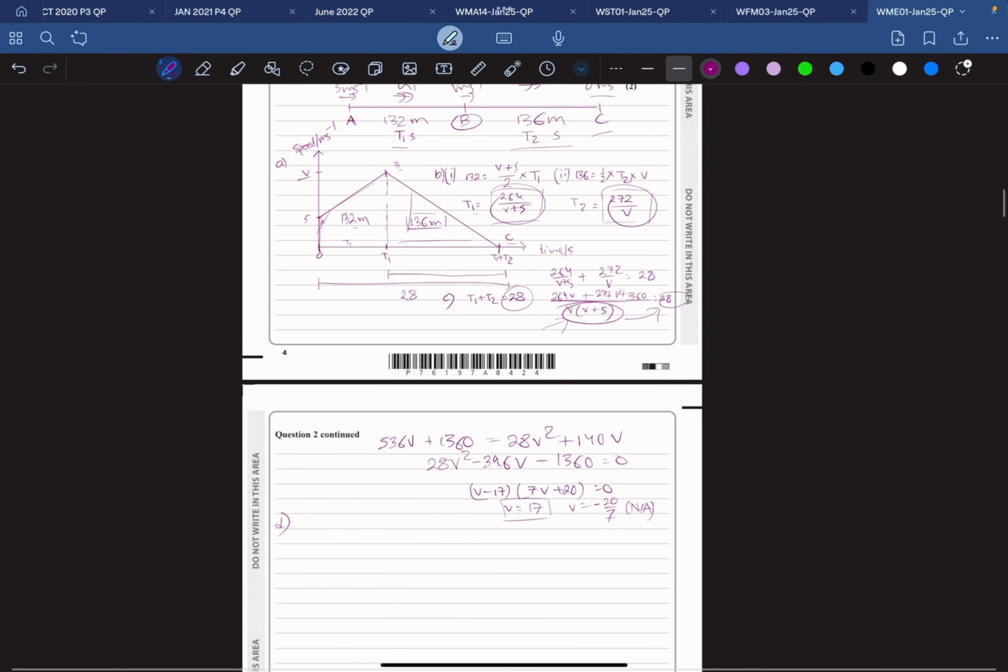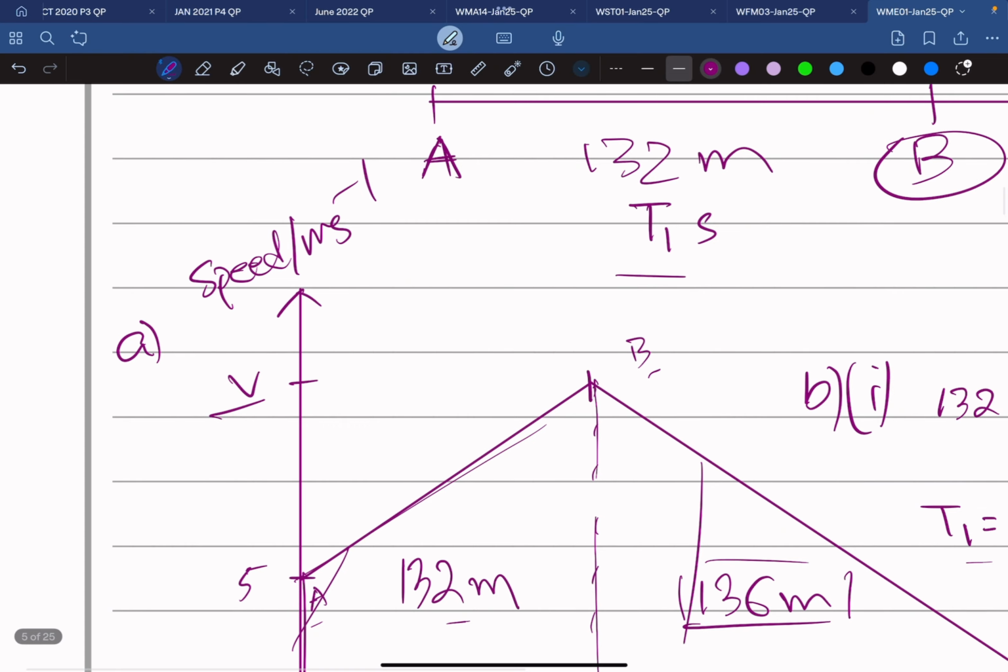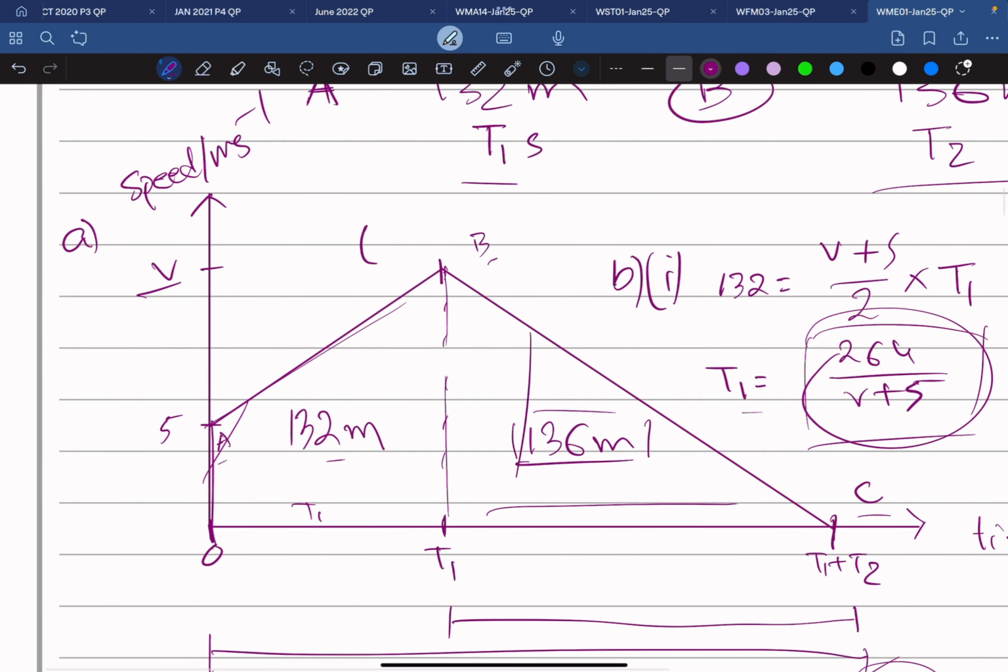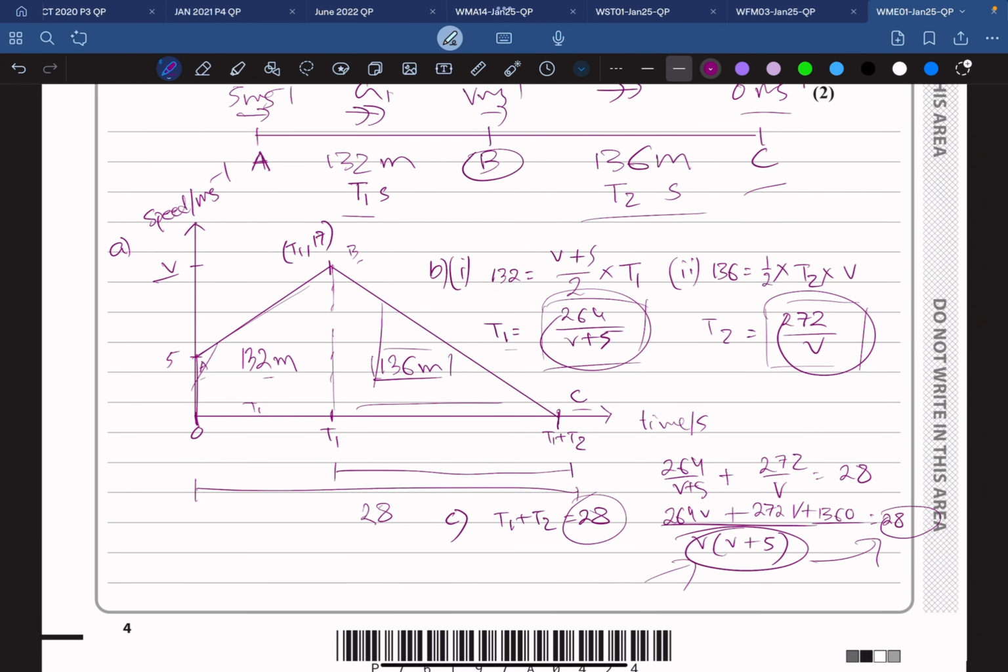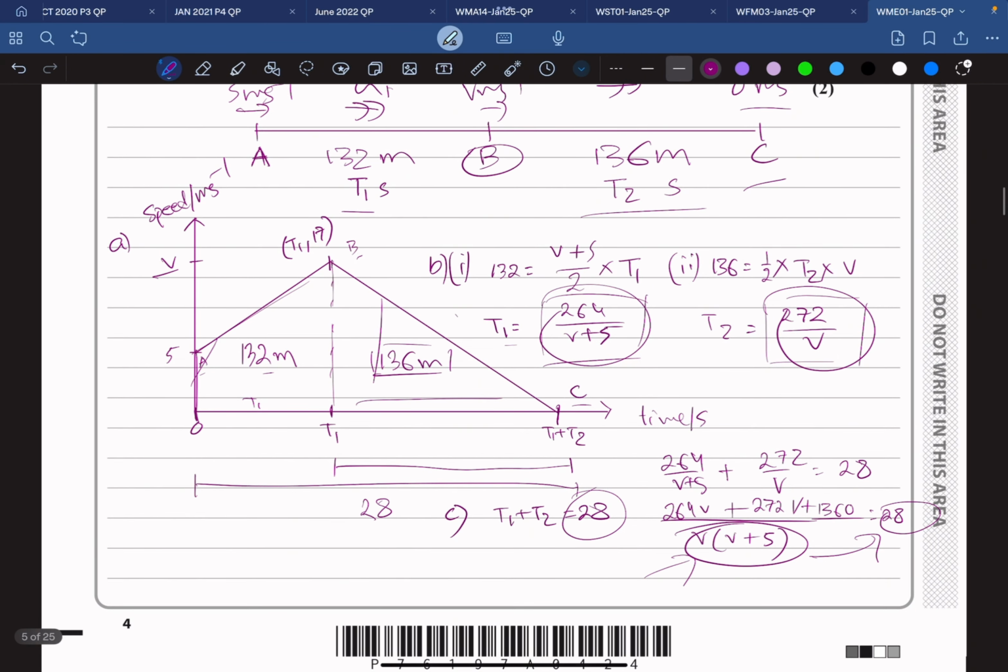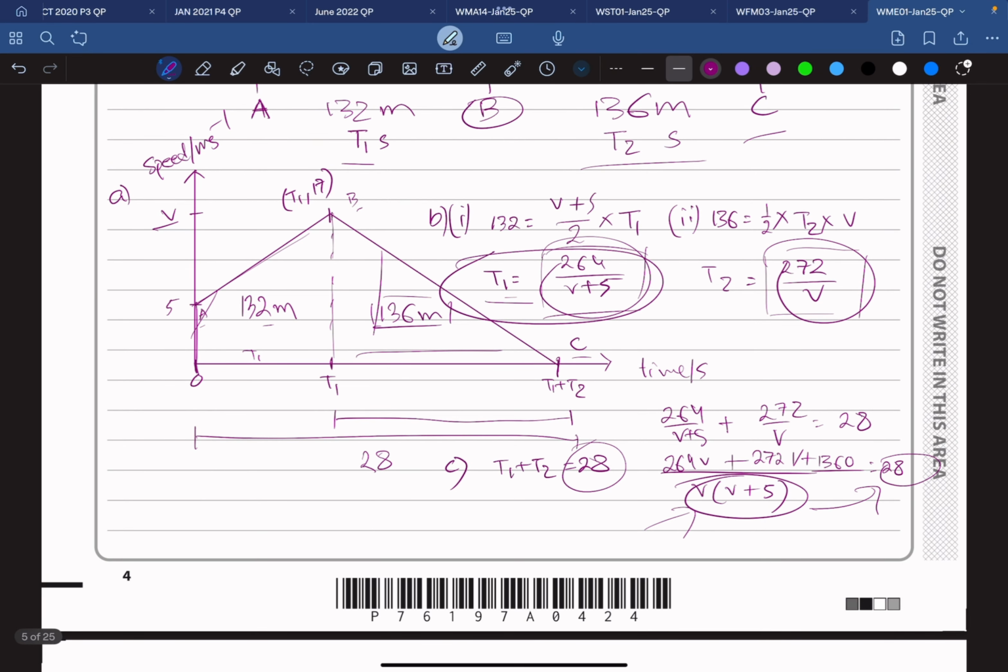And we did just find the value of v, that is 17. So this is 17. What I'm going to do is write down the coordinates here: T1 and 17. Now one more thing is that we have to find T1. That is not a big deal, right? We just found the value of v. We can put that v into this equation for T1, and we're going to get 17 plus 5. 17 plus 5 is 22. So 264 divided by 22 is 12. So T1 is actually just 12.